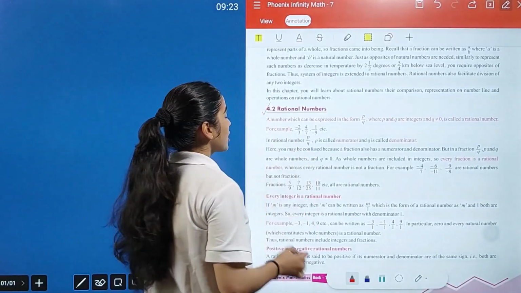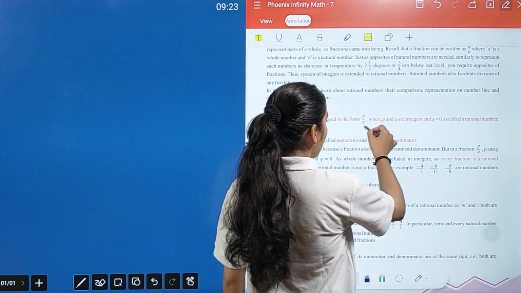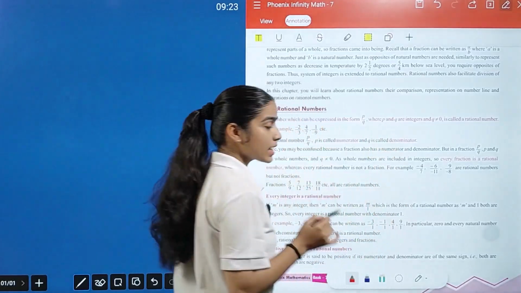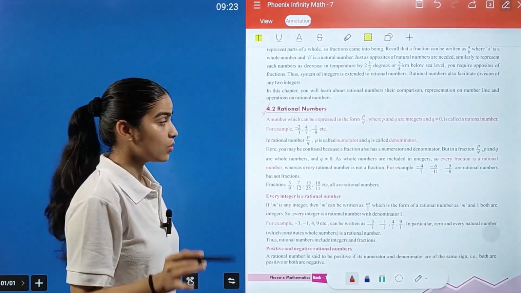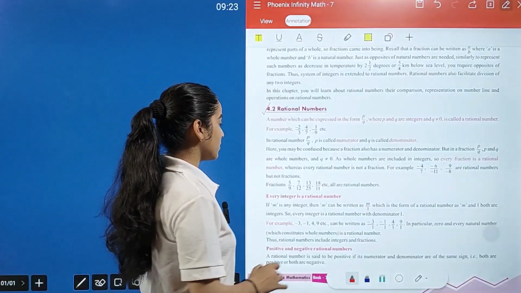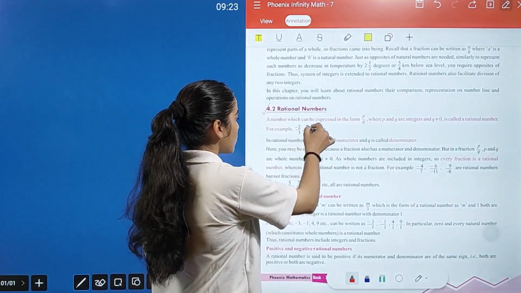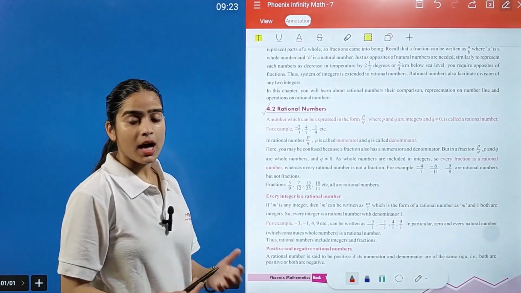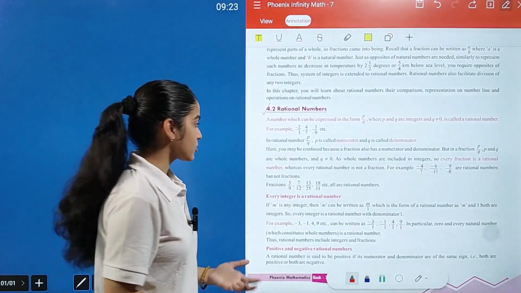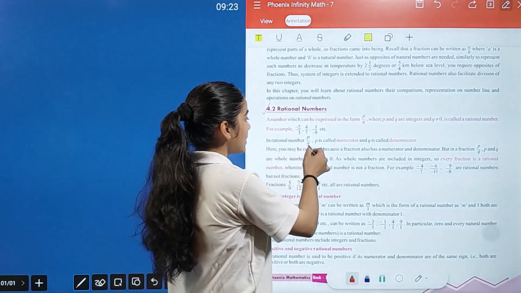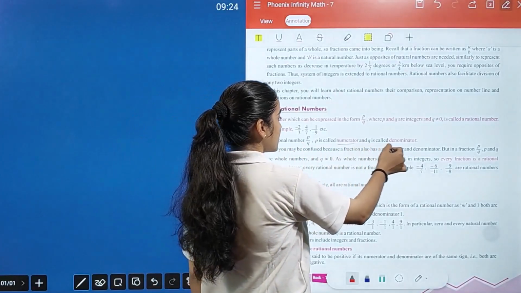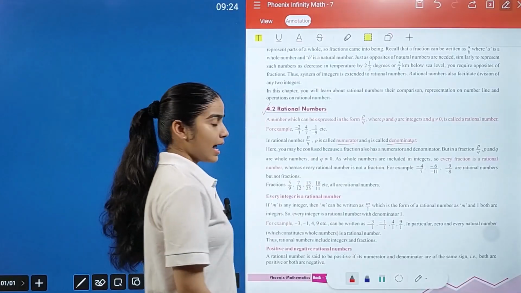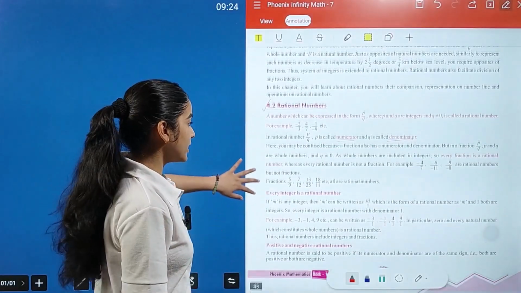A number which can be expressed in the p by q form, where p and q are integers and q is never equal to 0, is called a rational number. For example, minus 2 by 3, 4 by 7, 1 by minus 9, etc. Like fractions, in rational numbers p by q, p is called the numerator and q is called the denominator.